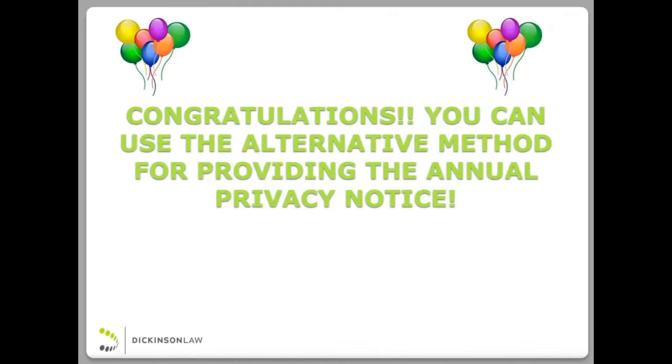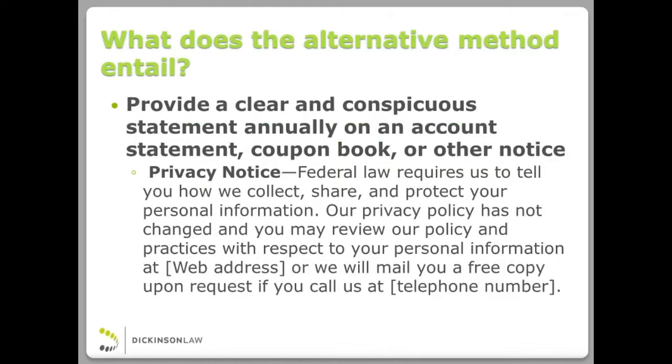Okay, but what does that even mean, right? You can use this alternative method, but what is it? You had to jump through all those hoops, and what do you actually get? What does it entail? So this is how you go through the alternative method. One, annually, you have to provide a clear and conspicuous statement on some notice that is sent to the consumer. Probably it would be in an account statement, coupon book, or some annual notice that is sent to the borrower. You'd provide this model statement.